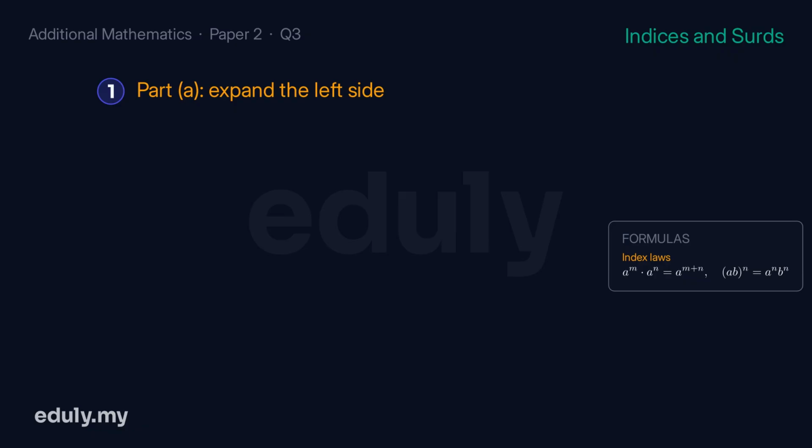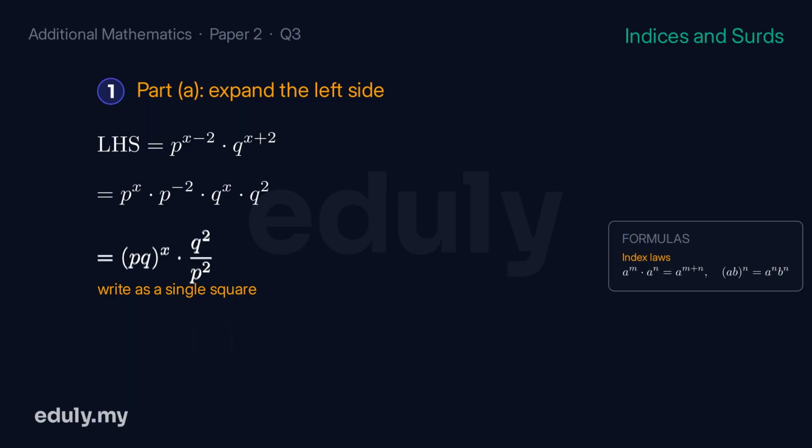Step 1. Let us expand the left side of the given equation. Start by writing the left side exactly as given. Using the first index law, split each power, separating the x part from the number part. We do the same on Q. Now group the matching x powers together and collect the leftover number parts. And that leftover folds neatly into a single squared fraction.